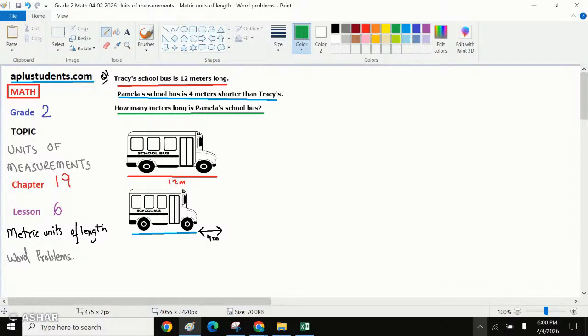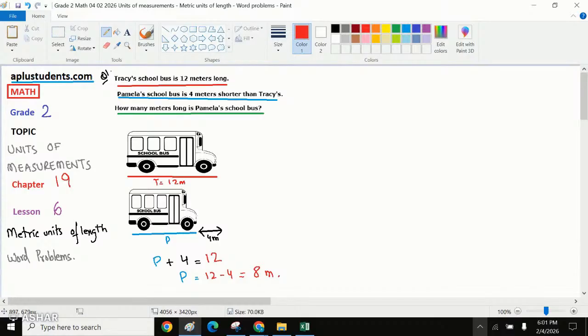If this was Tracy and this was Pamela, right? I'm just trying to write in a statement, okay? So we can say, since Pamela's bus length was shorter, that means Pamela's length plus 4 meters should be equal to 12. That was Tracy's, right? That means Pamela's bus length would be 12 minus 4, that is 8 meters. Perfectly correct, right? That is perfectly correct.